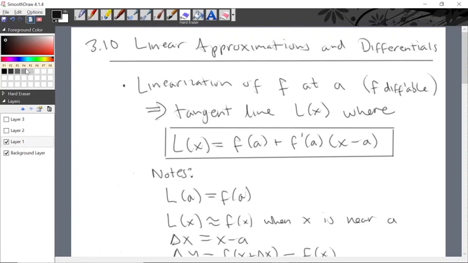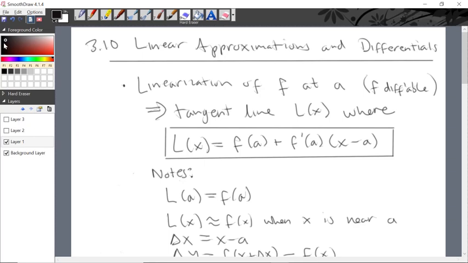For section 3.10, we're applying the derivative, again, to construct tangent lines, but we're interpreting values off the tangent lines as approximations to the curve for which they're tangent. The linearization of a function f at a, if f is differentiable at a, is a name that we have for the tangent line. The equation of the tangent line, L of x equals f of a plus f prime of a times x minus a, is the same equation of a tangent line we've used previously.